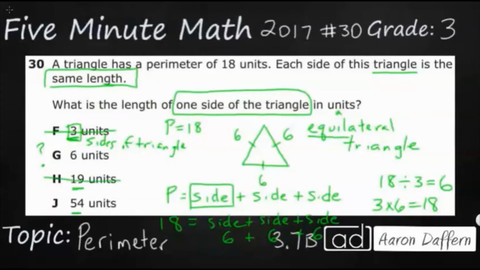This 54 is interesting because instead of 18 divided by 3, guess what happens if you do 18 times 3? 3 times 8 is 24, and 3 times 1 is 3. That's going to get you 54. But what they want here is 18. You said 3 sides of 18. That's not going to work because then that makes a perimeter of 54, and you want the perimeter to be 18. So our answer is G.